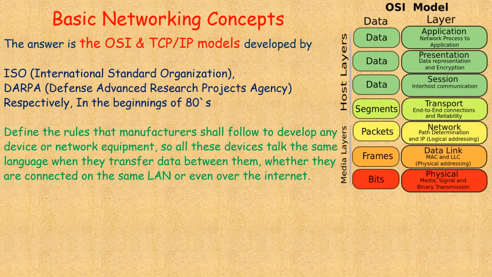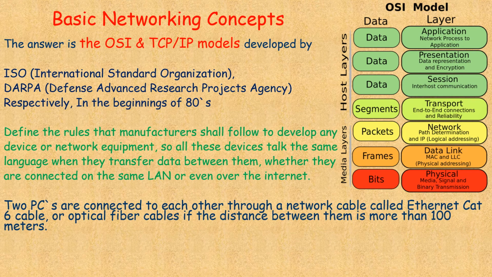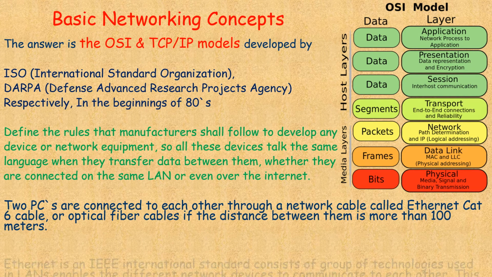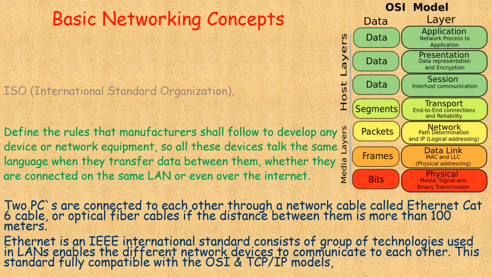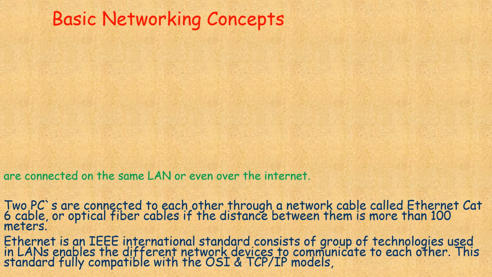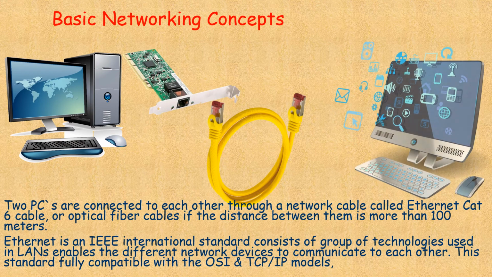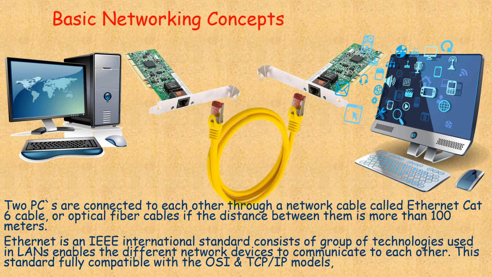The two PCs are connected to each other through a network cable called Ethernet, Cat6 cable. Ethernet is an IEEE international standard, consisting of a group of technologies used in the LAN, enabling the different network devices to communicate with each other. This standard is fully compatible with the OSI and TCP/IP model.